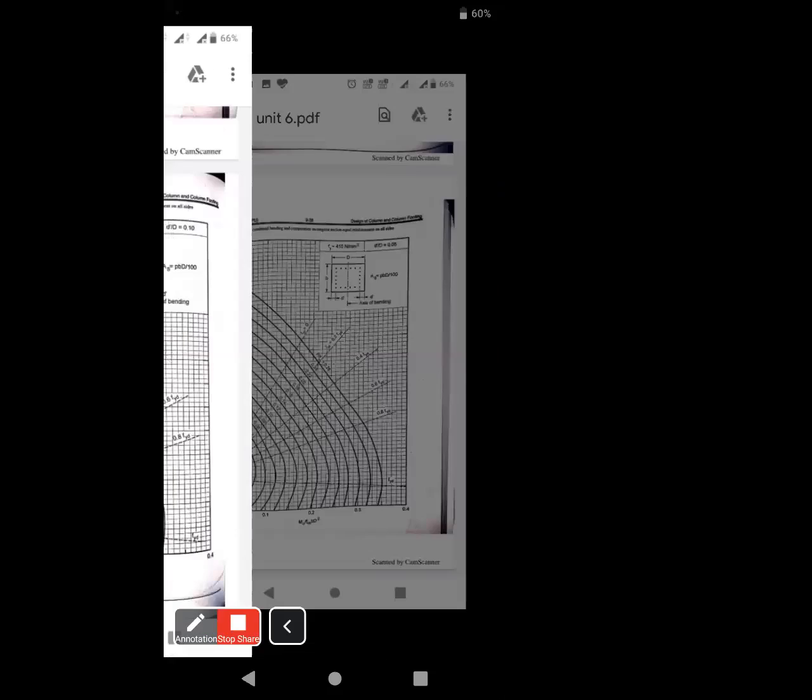Then check the adequacy of the section as per the SP16 graphs, from the chart. Okay, this is the theory part for the interaction charts. Okay, this is the theory.